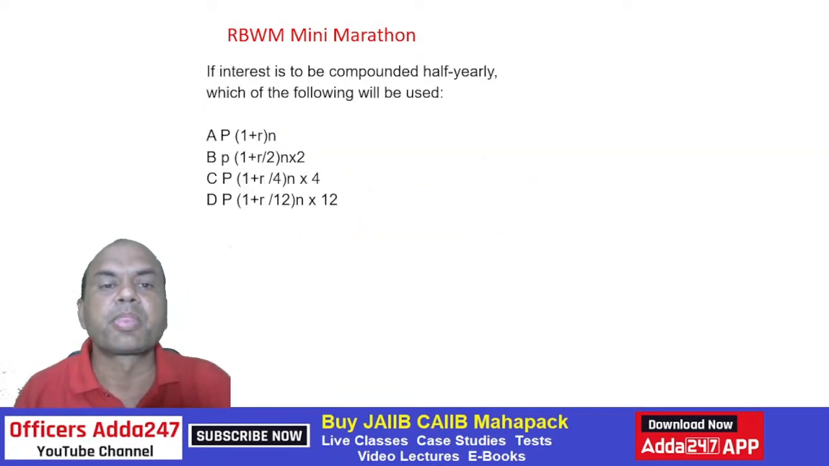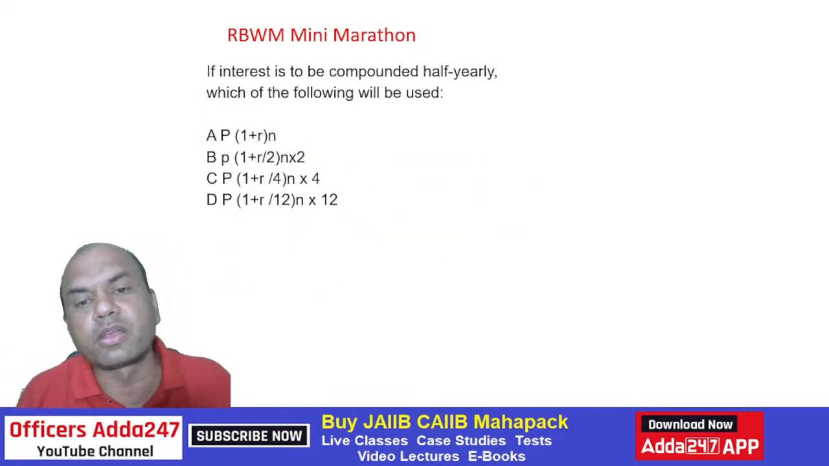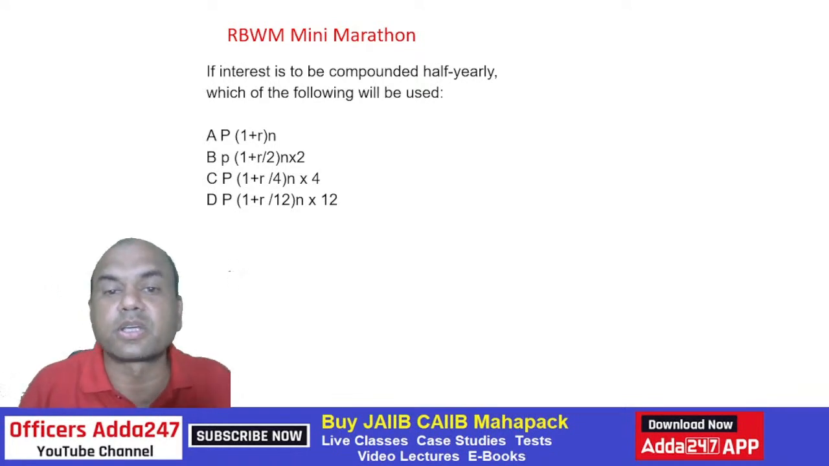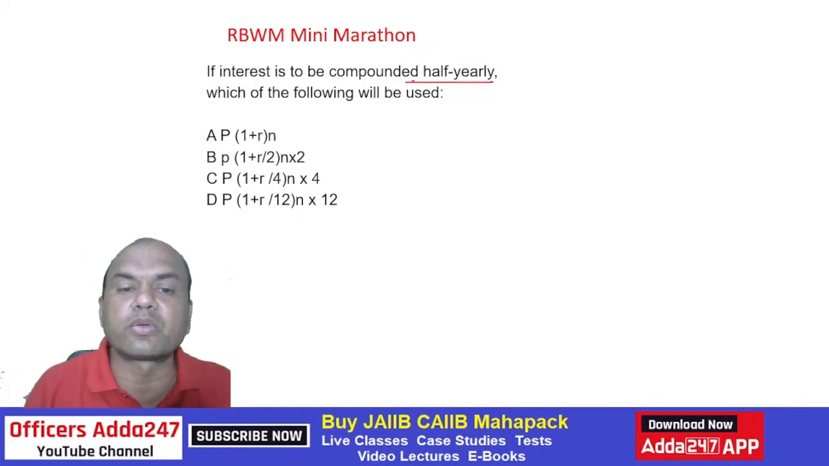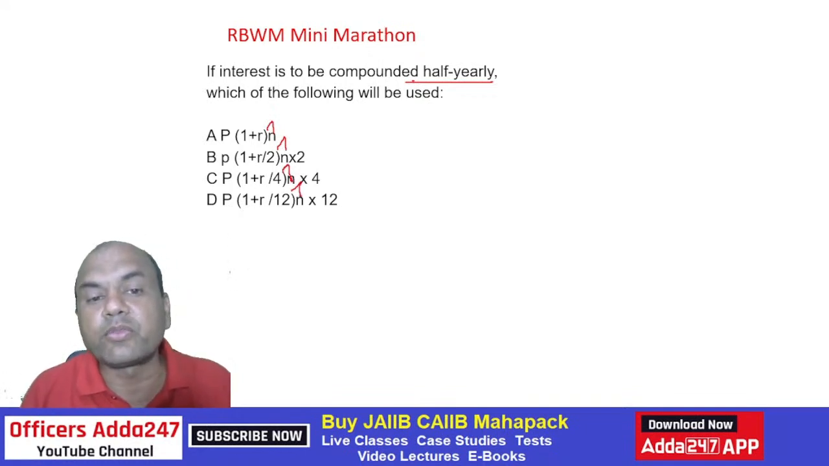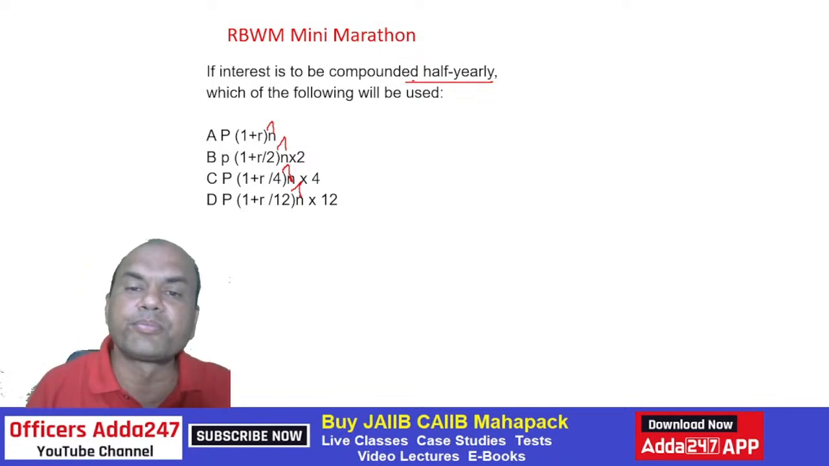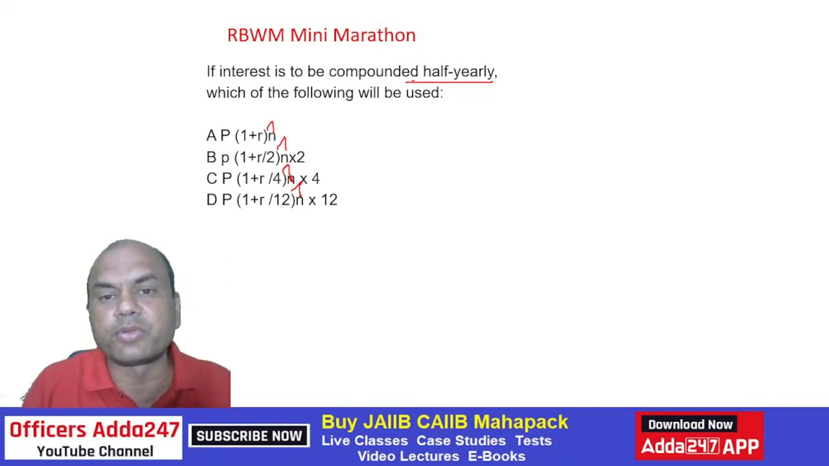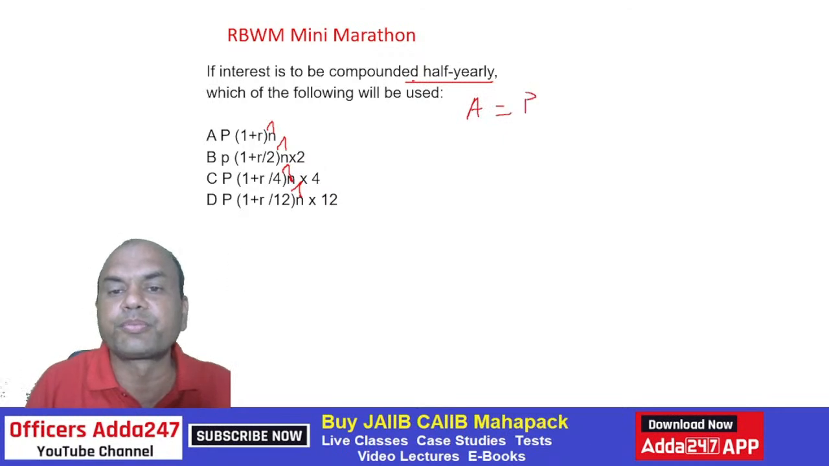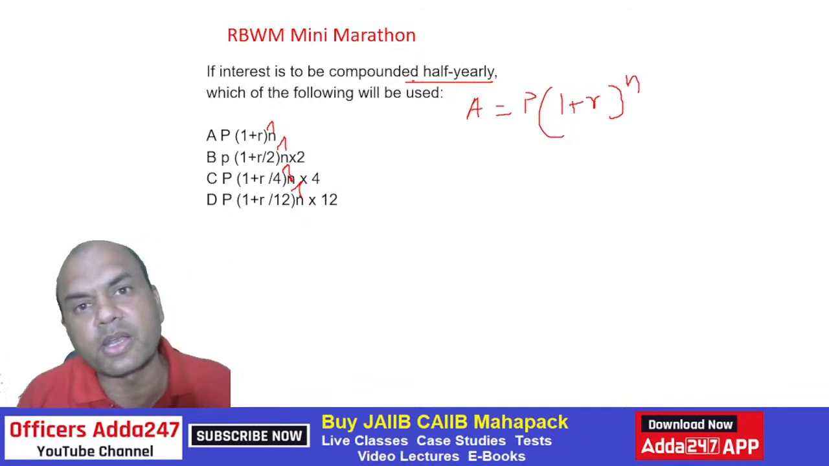Second one. If the interest is to be compounded half yearly, which of the following is used? Compounded half yearly. Look at this, half yearly. So P into 1 plus R raised to n. Everything here is raised to n into 2, n into 4, n into 12. Now we want half yearly. What is the formula first? A equals P into 1 plus R raised to n. This is the basic formula for compound interest.